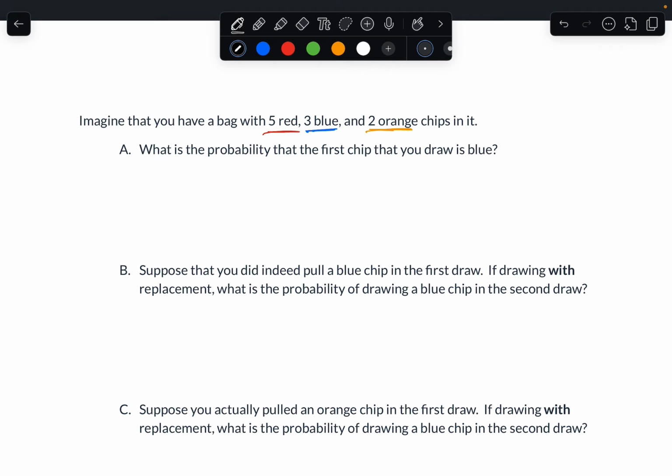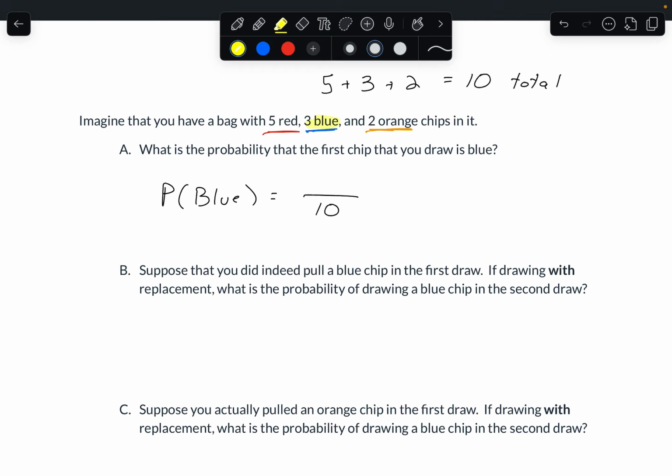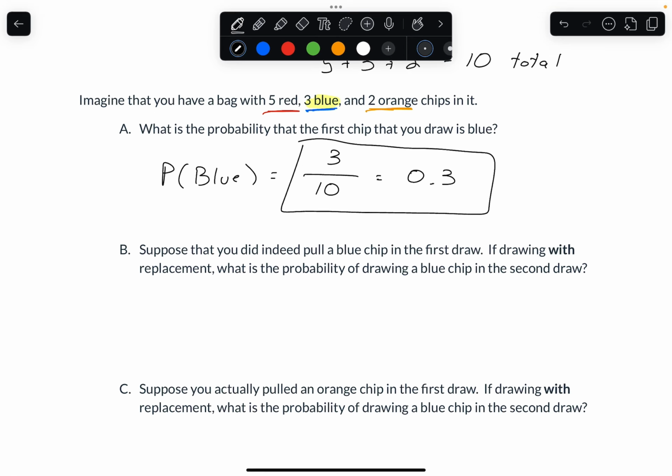Well, if I look up here, I've got 5 red plus 3 blue plus 2 orange. There's 10 chips in total here. So there are 10 different total possibilities, 10 different total chips that I could draw from this bag. And if I want to talk about the probability that I draw a blue chip, well, out of those 10 different chips that I have, there are 3 of them that are blue. So 3 out of 10, or 0.3. And we have our probability. There we go.